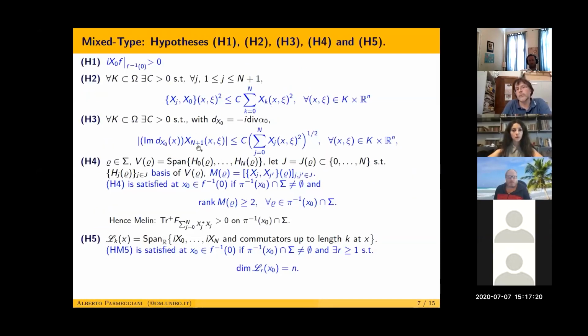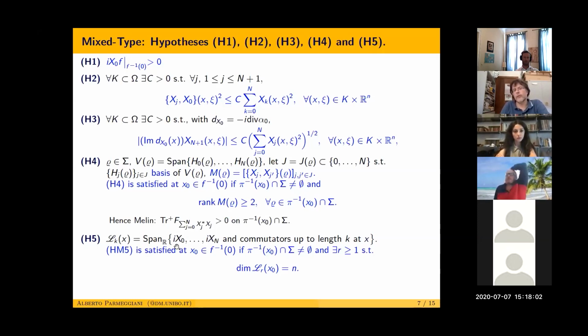But then here it comes. Also, we must have the divergence of x naught times the vector field xn plus 1 must be again controlled by this kind of symbol. And let me just skip condition H4, which is maybe contained in condition H5. Condition H4 is a sufficient condition for having the Mellin inequality that I'm going to recall. But let me skip this, because in the case k equals 2, this condition is equivalent to the H5 condition. This one is symplectically invariant, but anyway, let me just state this.